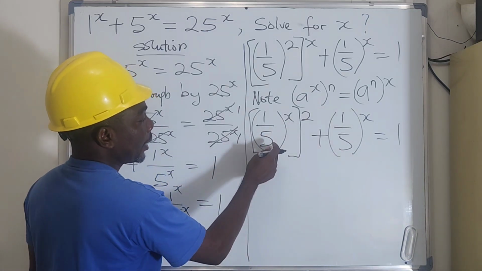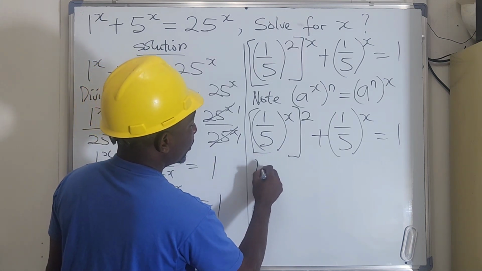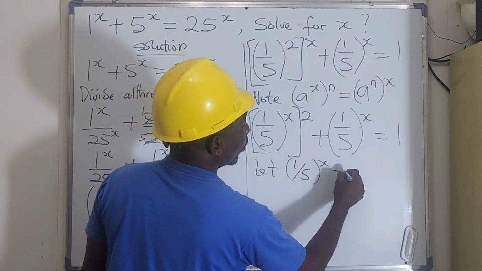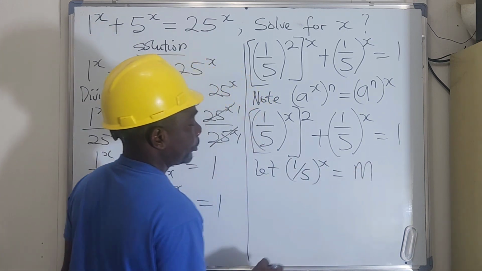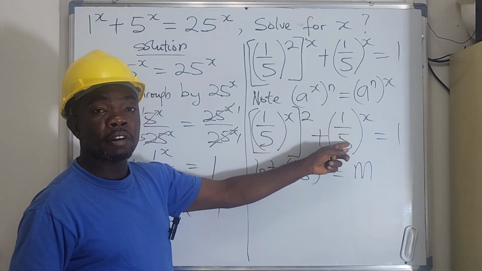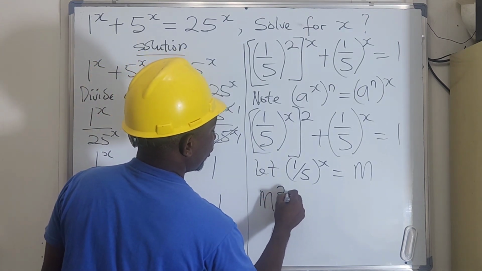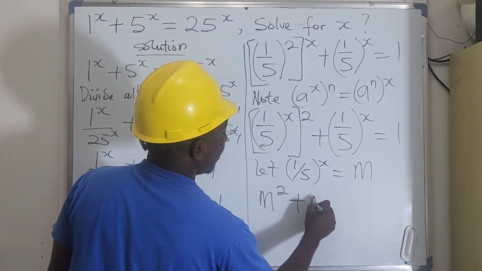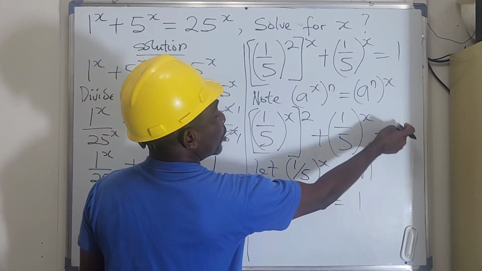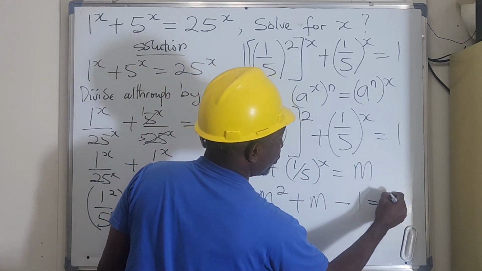We can set it to become another value, which is, we say let 1 all over 5 raised to the power of x equal m. So we are going to substitute the value of m into where we have 1 all over 5 raised to the power of x. So that will become m raised to the power of 2 plus m equals 1. But in this case, we can transpose this one to the other side. It becomes minus 1 equals 0.